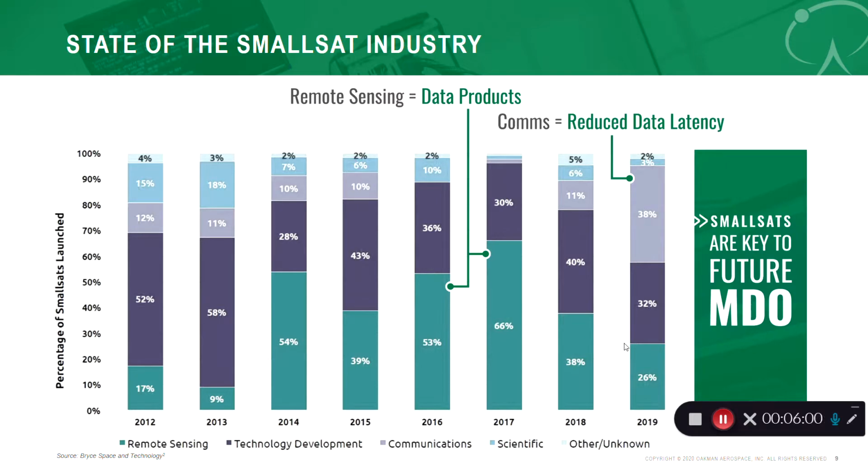Continuing through this timeline, you can see the increase in communications for SmallSat utilization. This probably comes as no surprise to anyone here, as there are heavily publicized constellations doing just that. This comms push, however, is the answer to the reduced data latency demand we also discussed earlier. Together, the remote sensing and communication utilizations are establishing the infrastructure for our space hybrid architectures, mesh networks, and multi-domain operations of the future.